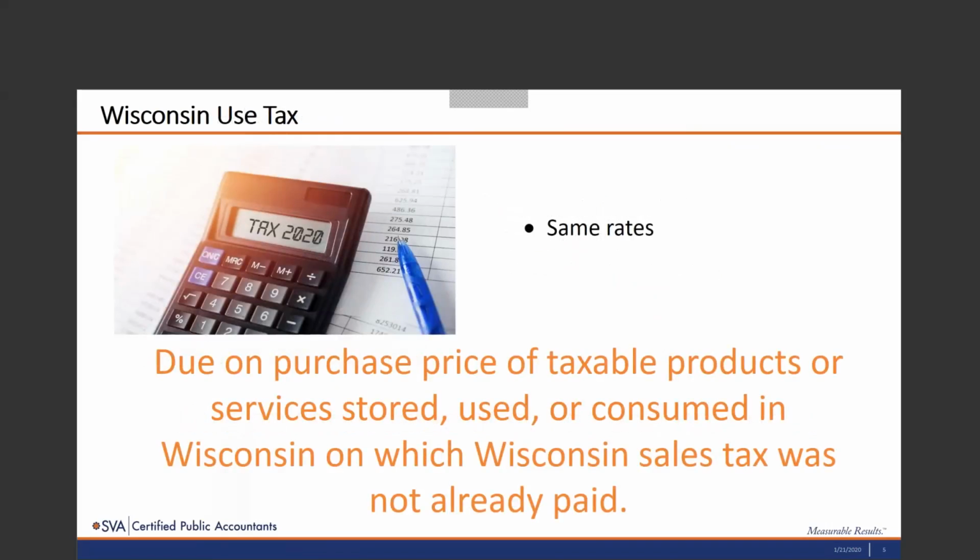The other half then is use tax, same rates as sales tax, the 5%, 0.5%, 0.1%, so no changes in rates. Same counties impose the county tax, same counties impose the baseball stadium tax. And really, use tax is the tax that's due on the purchase price of taxable products or services that you're purchasing, that are stored, used, or consumed in Wisconsin, that you haven't already paid Wisconsin sales tax on.